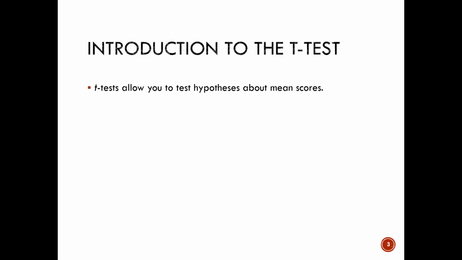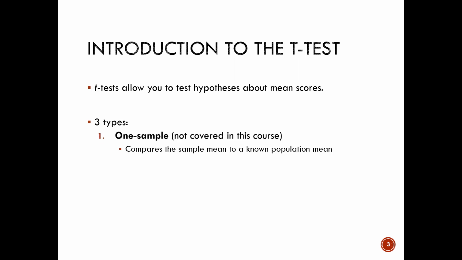So let's first talk about what a t-test is. T-tests allow you to test hypotheses about mean scores. And so if you see questions about either one mean or two means, then you might want to start thinking about using a t-test. And there are technically three types of t-tests. The first one we're not going to go over in this course. It's a one-sample t-test, and you might have already seen that in a prior statistics course. The one-sample t-test compares the sample mean to see if it's the same as a non-population mean.